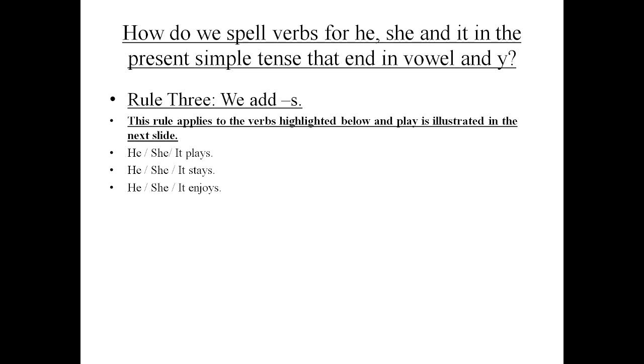And then rule 3: how do we spell verbs for he, she and it in the present simple tense that end in vowel and Y? And we know vowels are A, E, I, O and U. And for rule 3, we add S in this case. And this rule applies to the verbs highlighted below. And play is illustrated in the next slide. He, she, it plays. He, she, it stays. He, she, it enjoys. Notice how there's a vowel and a Y, a vowel and a Y, and a vowel and a Y.